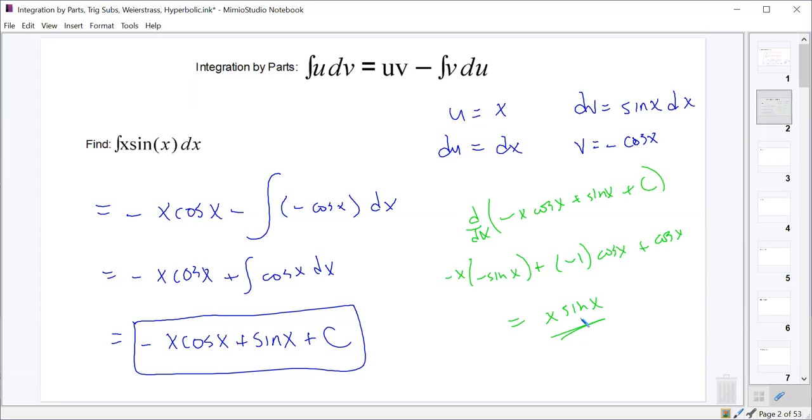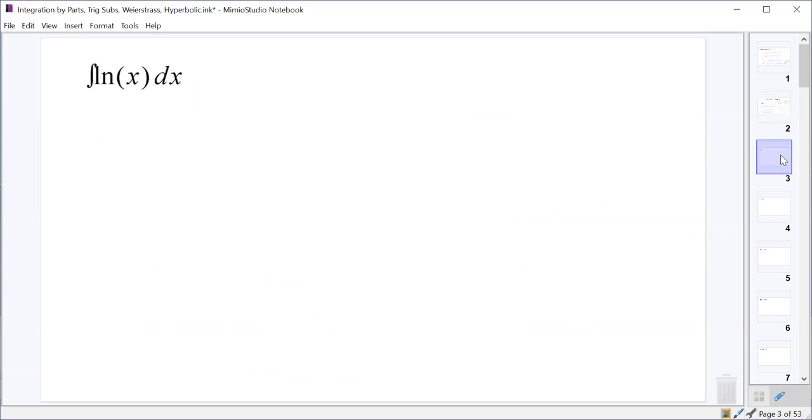Good or no? Good. Anybody have any questions on that? No? All right, let's try to do another one. Natural log of x dx. Any thoughts on what we can do with this?